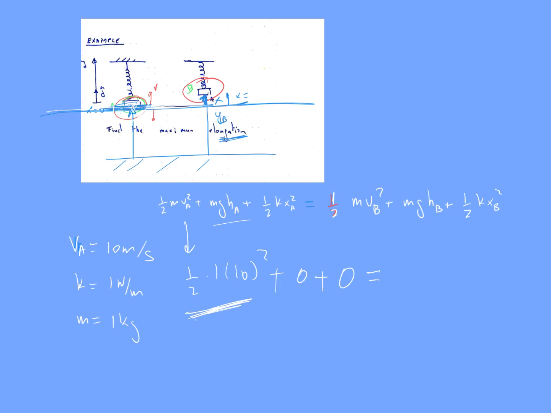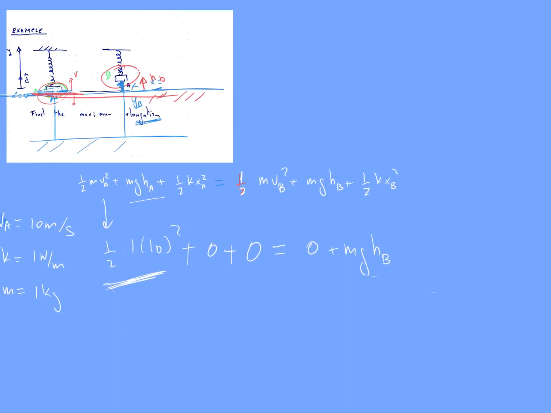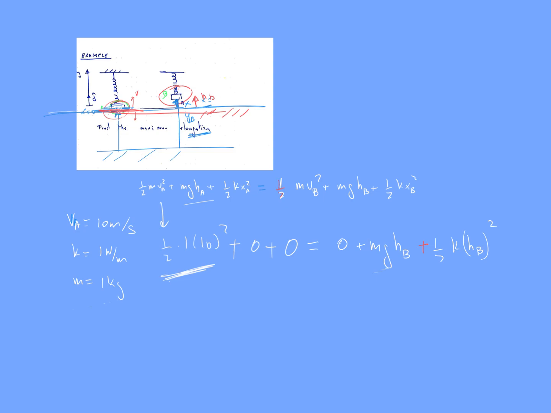This is equal to the kinetic energy at the point B, which will be 0 at the maximum elongation, plus m g h_B. But h_B now will be this distance, because I have chosen the floor here. So h_B will be this distance, m g h_B, plus 1/2 k by the elongation squared. The elongation squared will be h_B squared. So what it asks me is, what is h_B?